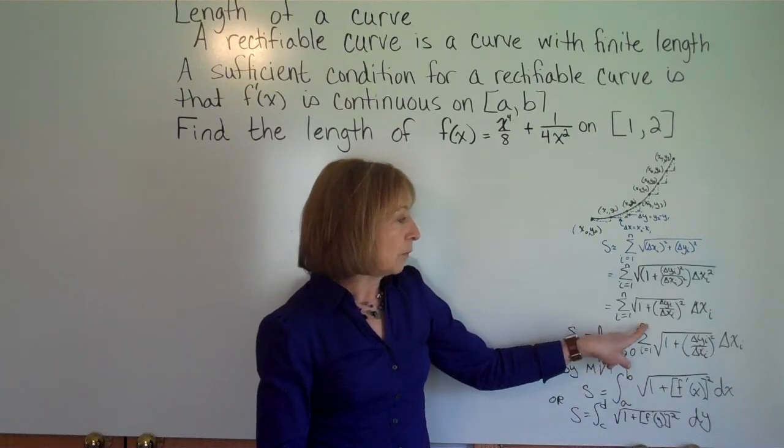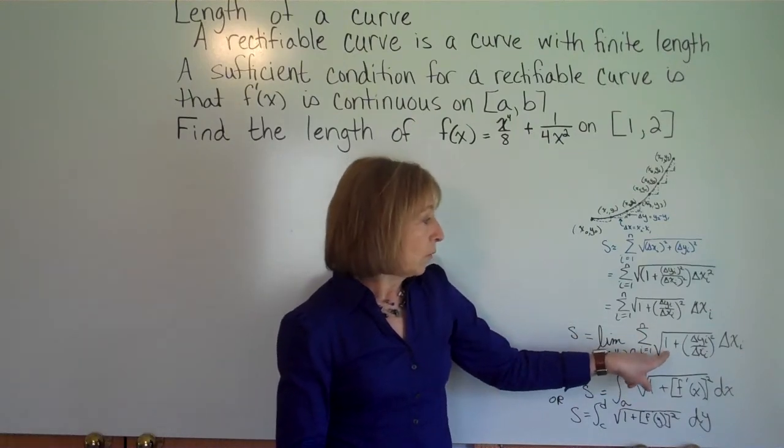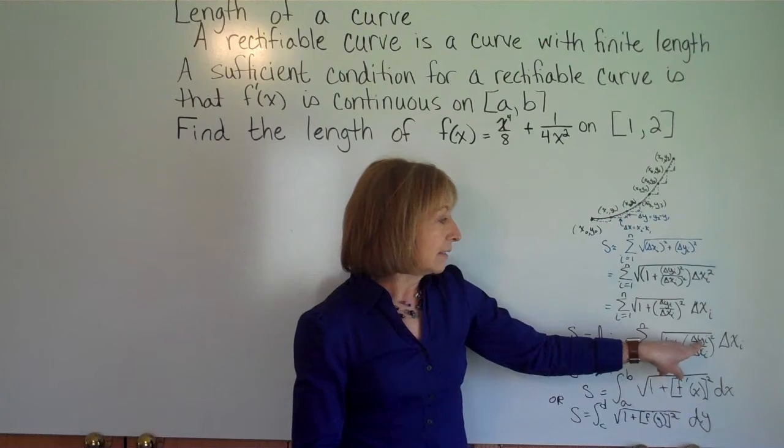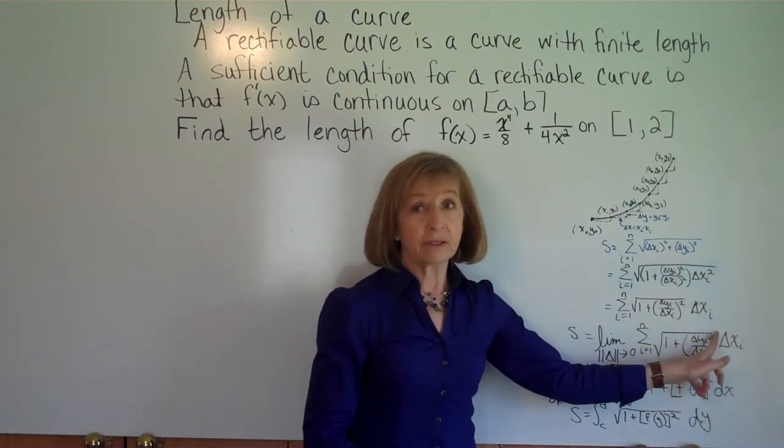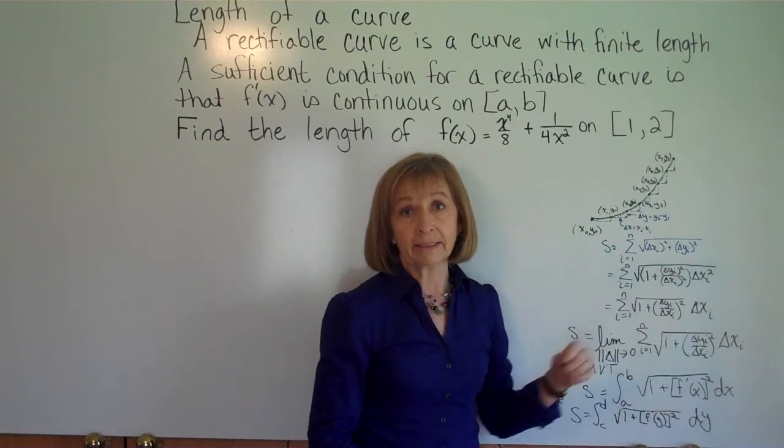Of this summation, i equals 1 to n of the square root of 1 plus (y sub i, delta y sub i over delta x sub i) quantity squared. Out of the radical is your delta x sub i.